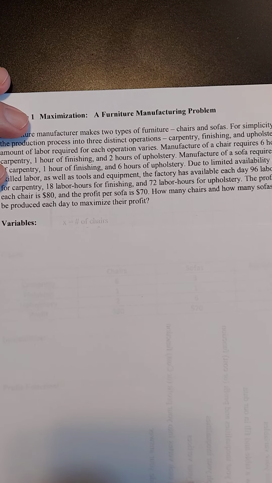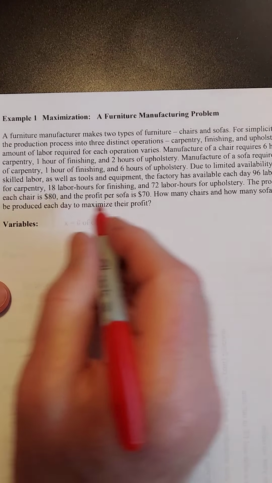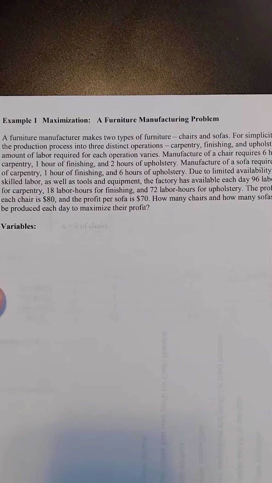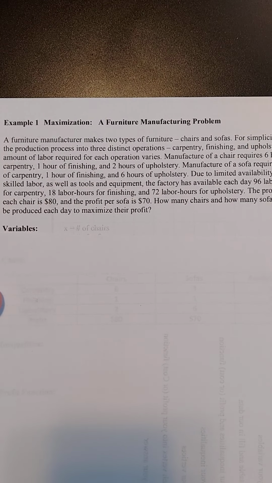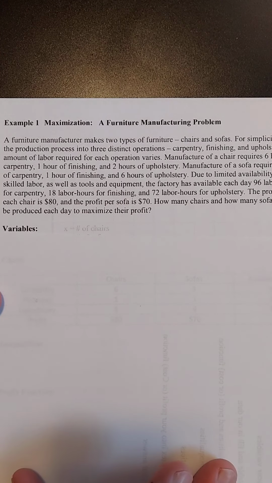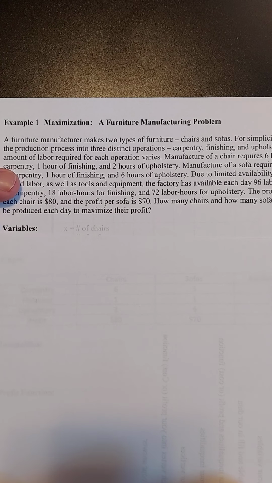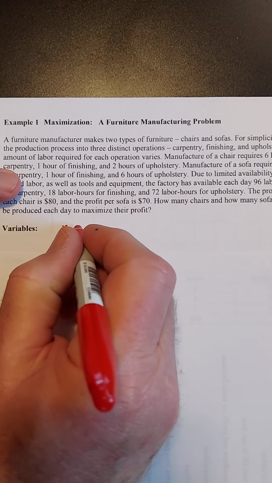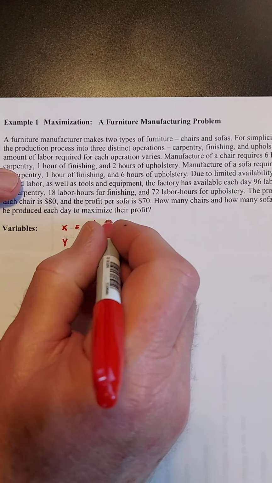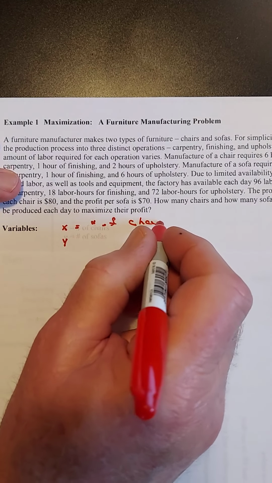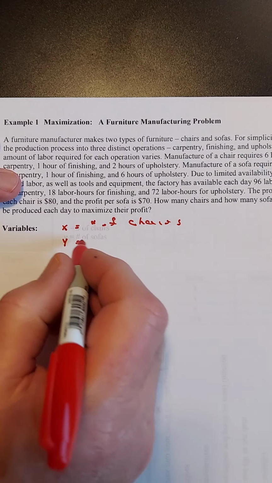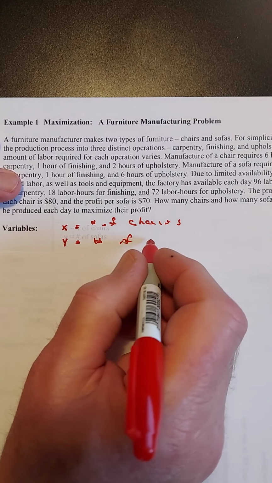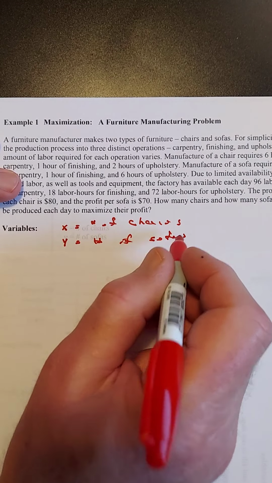Okay, so first of all, look at that paragraph, and you got a lot of numbers involved there. And it's very hard to keep track of what all of them are. So, okay, let's define a variable. So, two different variables. We're just going to use x and y, and x is simply going to be the number of chairs, and y is going to be the number of sofas.